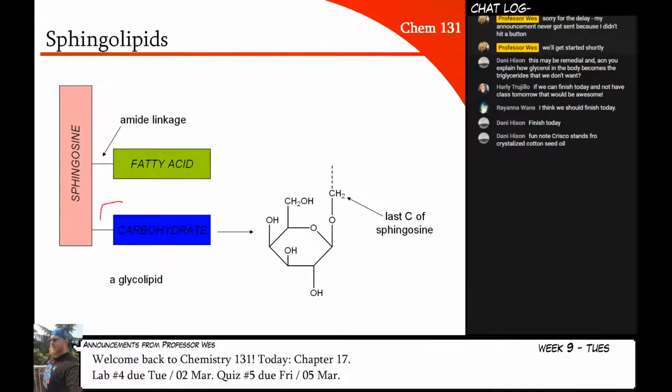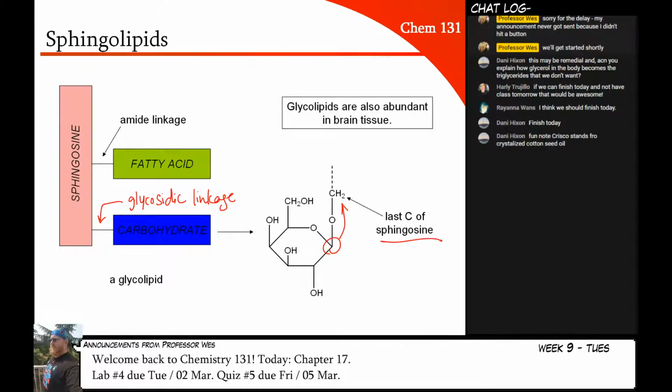And so this right here, I form a glycosidic linkage to the sphingosine. And here's my anomeric carbon. And so that connection is my sphingosine right there. And again, also in brain tissue.